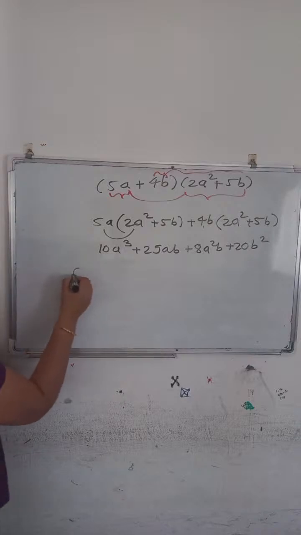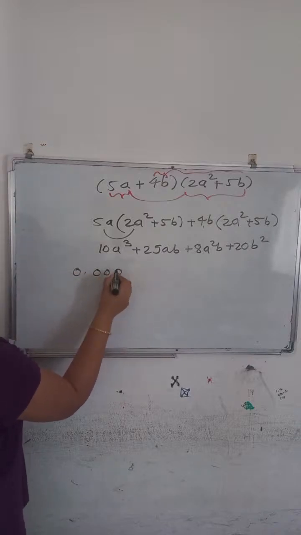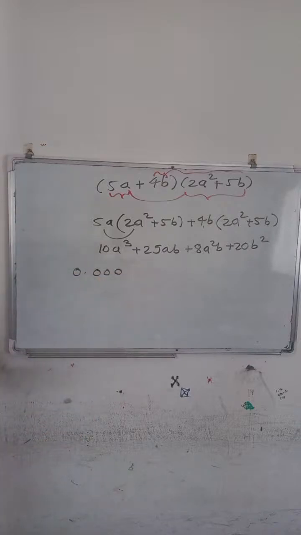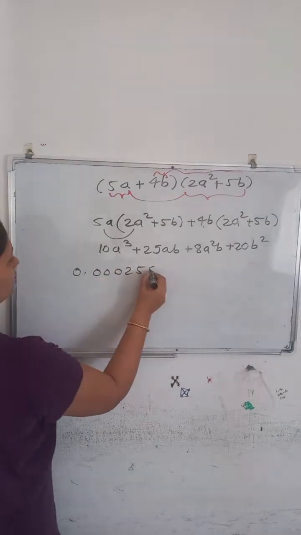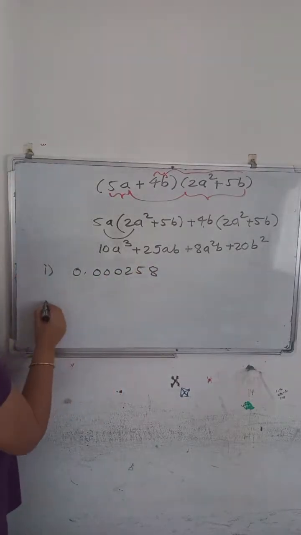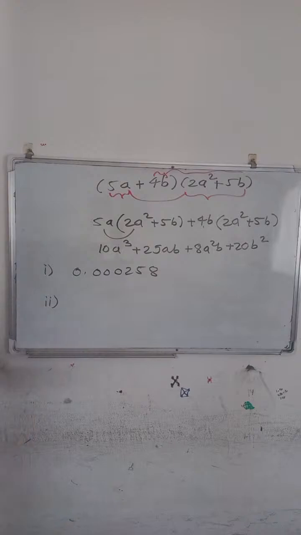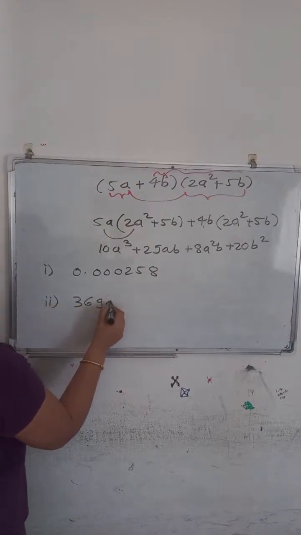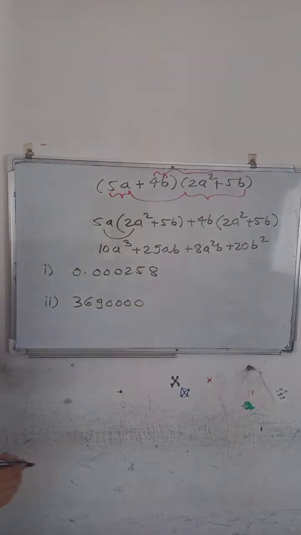Okay, the values are given: 0.000258. This is the first bit, and the second bit they are asking us. Okay, these are the two numbers. We have to find out the standard form.